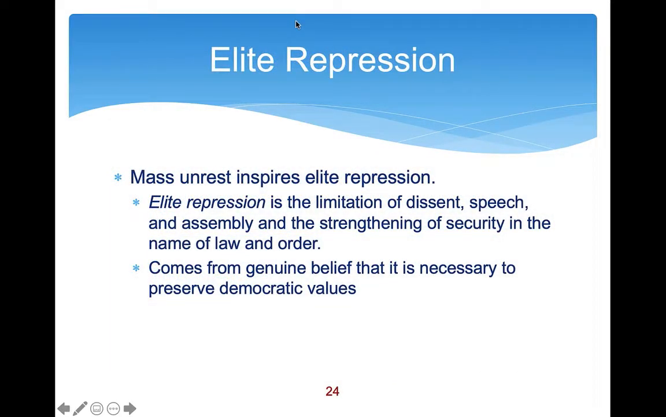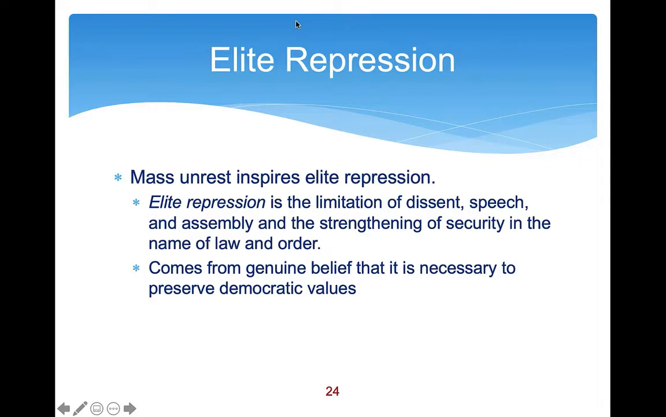Mass unrest will inspire elite repression, and we're going to look at this through the course of our summer, where we're going to see that at times when there is a national crisis, or a war, or an economic downturn, at times elites will repress our rights.